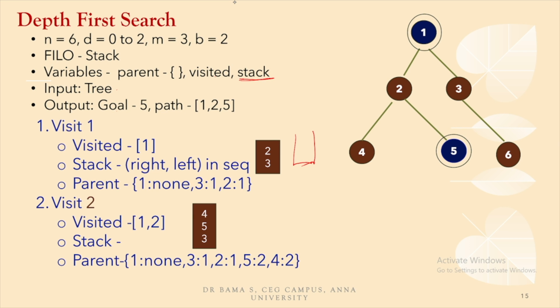First visit 1, except here in the stack I have assumed first the right node is inserted and after that the left. For example, in the first step, we visit 1, and the stack gets 2 and 3: first the right is stacked, then the left. So first 3 is stacked and then 2 is stacked. The parent of 1 is none, as in the BFS technique, 3's parent is 1 and 2's parent is 1. Now, looking at the stack after visiting 1, the top of it is going to be 2. So, pop out 2, which goes into the visiting variable.